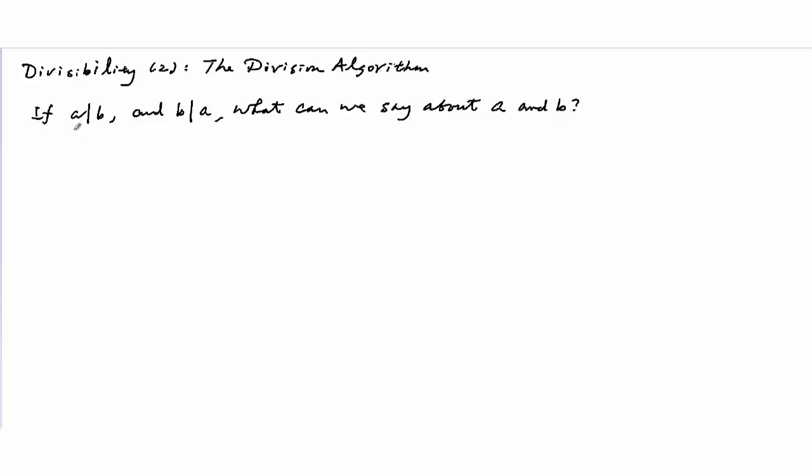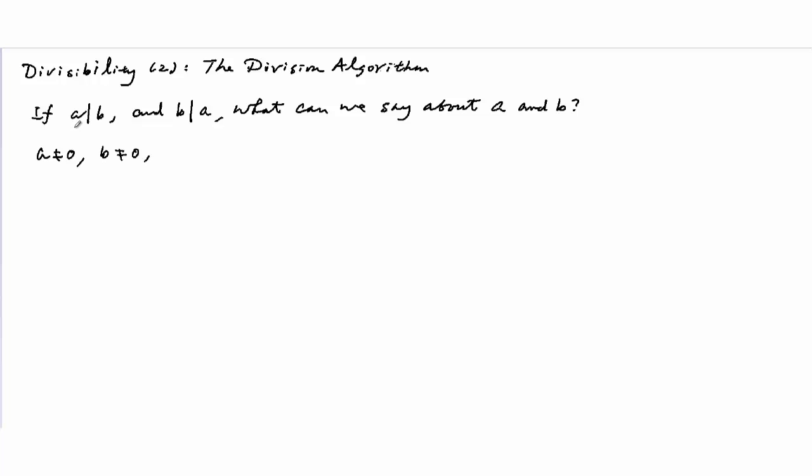First, because we say A divides B, that means we need to assume A is not 0, because if A is 0, then the division is undefined. And similarly, when we say B divides A, then automatically we assume B is not 0.